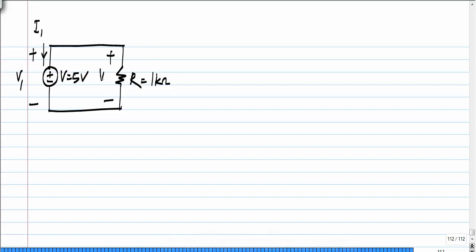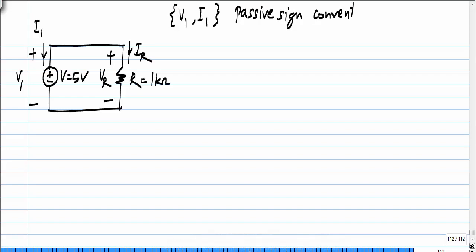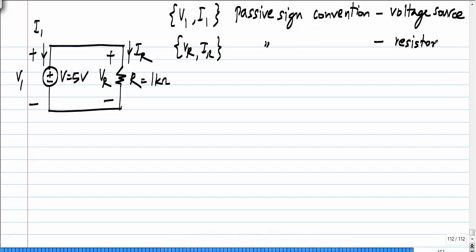And I will do the same for the resistor. Let us say I call this voltage V R and given this polarity of V R, I have to choose the direction of I R to be that way, so that this follows passive sign convention for the resistor. So, V 1 and I 1 are defined with passive sign convention applied to the voltage source, and similarly V R and I R are defined with the same thing applied to the resistor.